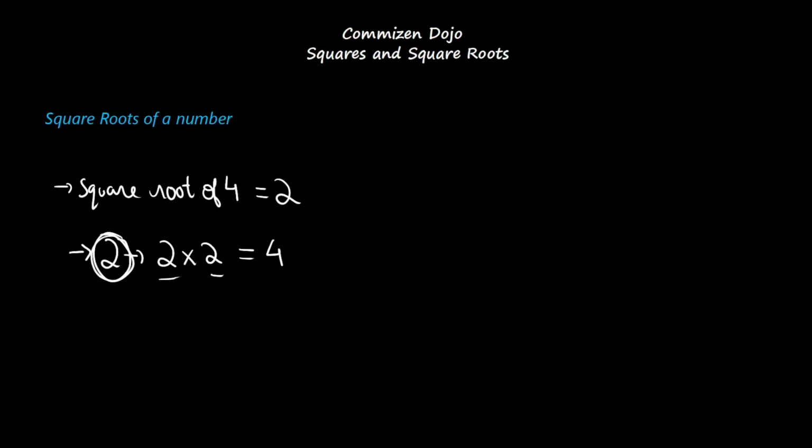Let's take up another example. Let's say I want to find out the square root of 9. Now the square root of 9 is that number which, when multiplied by itself, gives 9 as the answer. So the answer to this question is 3. 3 is the square root of 9. Why? Because when you multiply 3 by itself, like this, you get 9 as the answer. So the square root of 9 is 3.